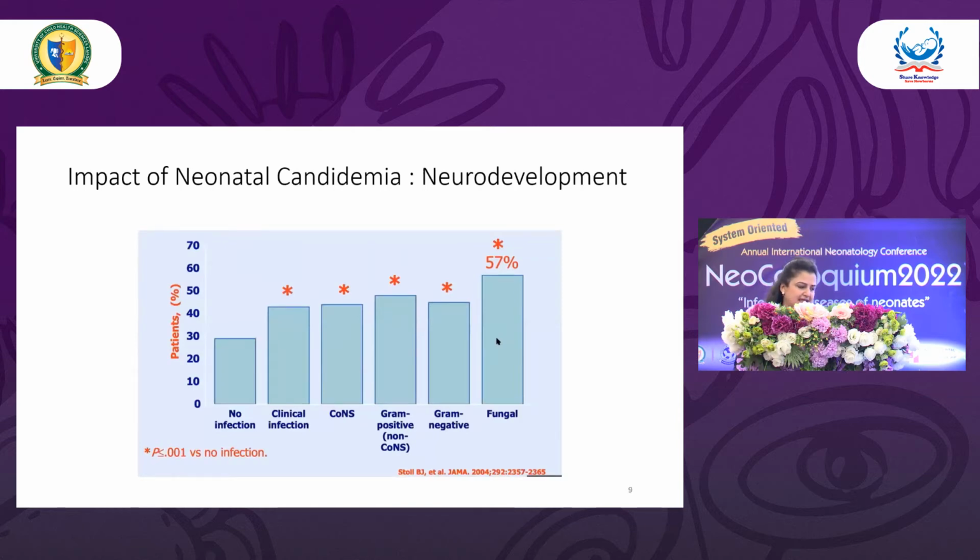This is showing you the impact of different infections on poor neurodevelopment. And as you can see, compared to no infection or compared to other infections such as the commonly seen coagulase negative Staphylococcus and the other gram positives and gram negatives, Candida can result in up to 60% neurodevelopmental delays and neurodevelopmental disorders.